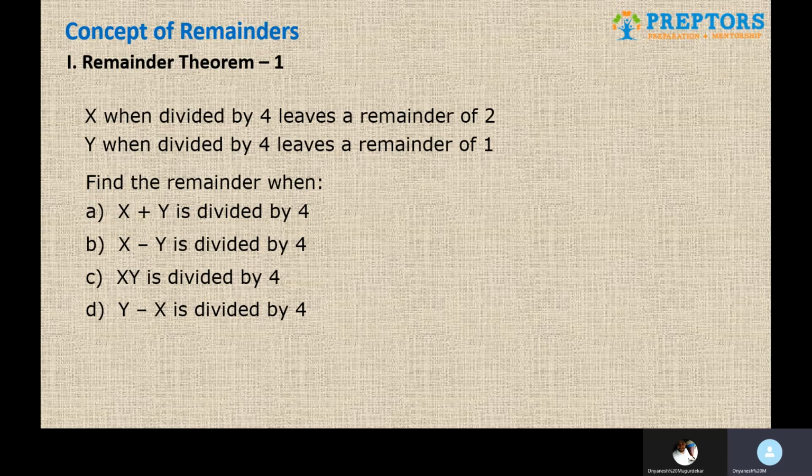Simple as that. For example, if I apply that to the first statement, x when divided by 4 leaves a remainder of 2. My number is x. I just said that we need to replace the number by remainder. So I'm going to replace x by 2. Similarly, y when divided by 4 leaves a remainder of 1. I'm going to replace y by 1. That's it. That is the only thing that you are going to do. Let's see what happens then, very quickly.